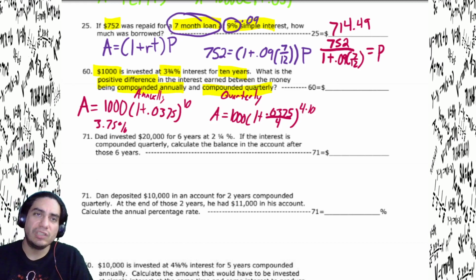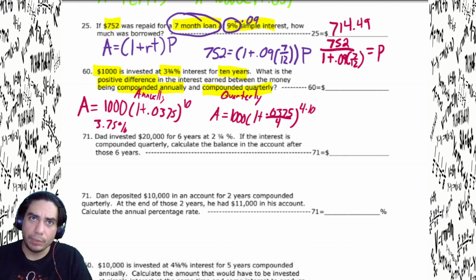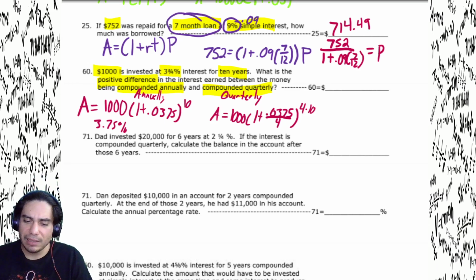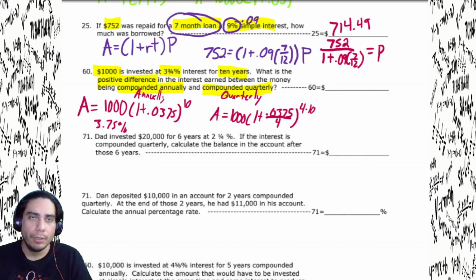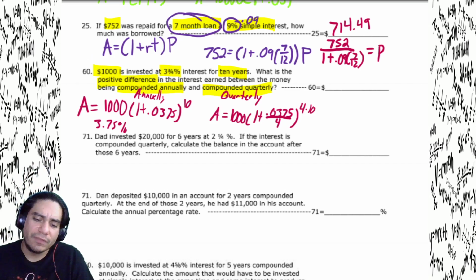So 1,000. Then we're going to do 1 enter, 0.0375 plus. Raise it to the 10th, and then hit what? Multiply. We got our first answer. It should be roughly $1,445.